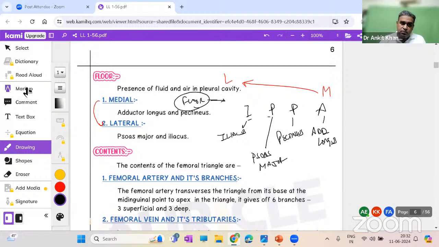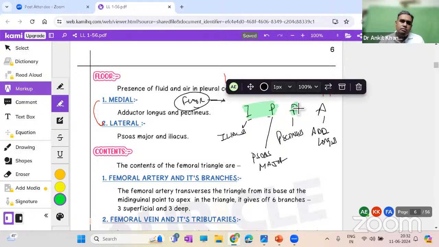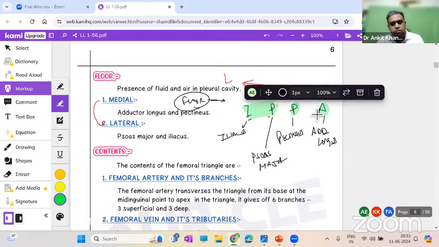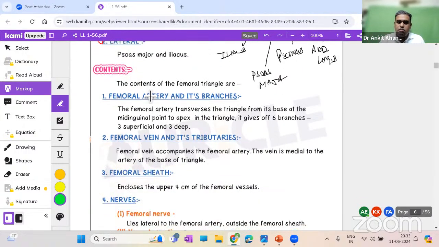Now, where do you find these muscles? Understand, the iliopsoas muscles are basically muscles of the posterior abdominal wall, or in the iliac fossa. Pectineus is regarded as a muscle of the medial compartment of the thigh, though it is somewhere between medial and anterior both. Adductor longus is entirely a muscle of the medial compartment of the thigh. So these are the muscles found in the floor of the femoral triangle. We dealt with the boundaries, roof and floor. Most important are the contents.